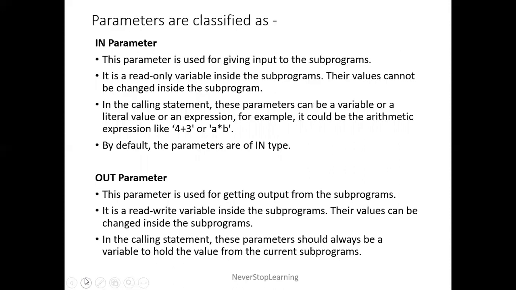So basically parameters are classified into three types. Here we are having three types of parameter: IN parameter, OUT parameter, and IN OUT parameter. So one by one we are going to see all these three parameters. First one is the IN parameter. This parameter is used for giving input to the subprogram. Whenever I'm using an IN parameter, that means I want to pass the value to the subprogram.